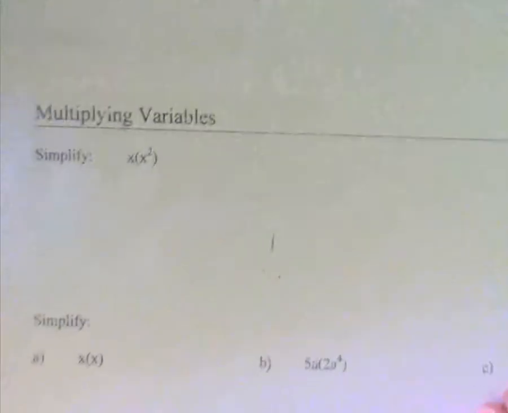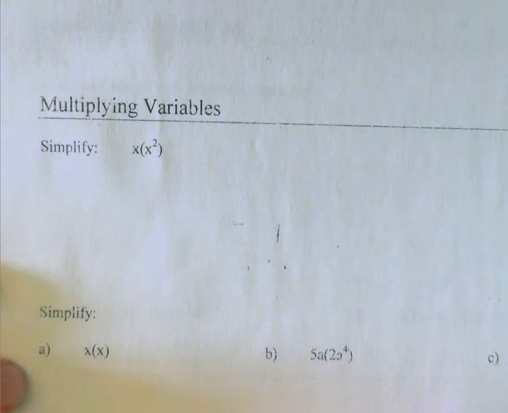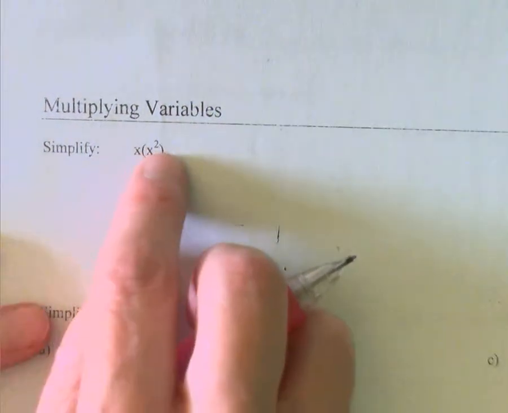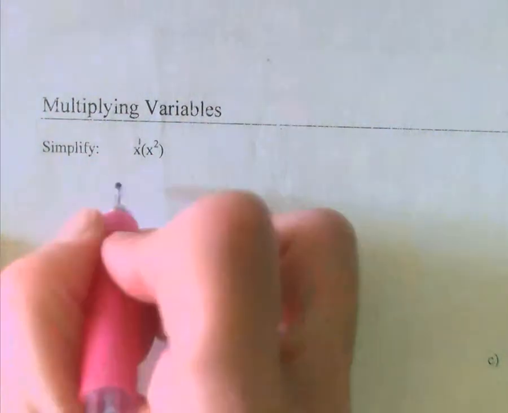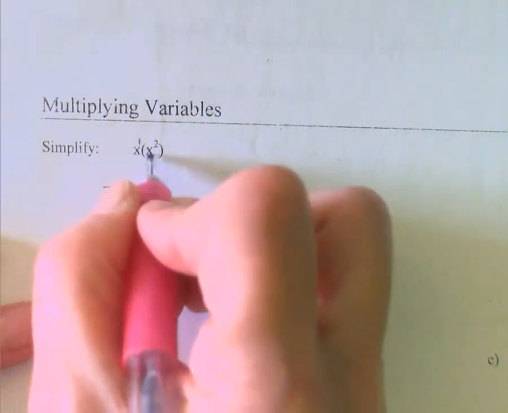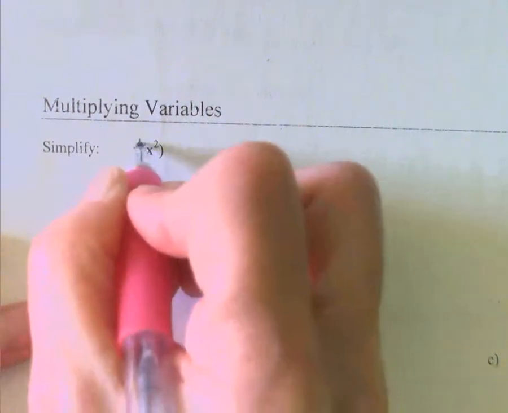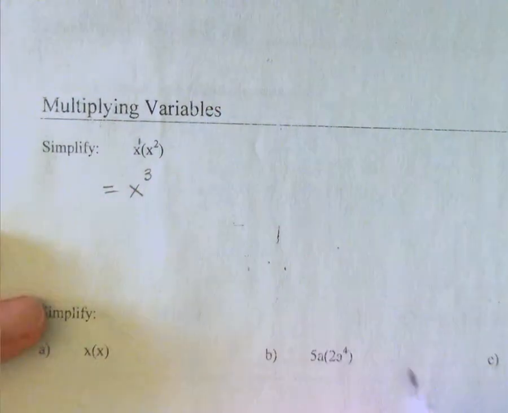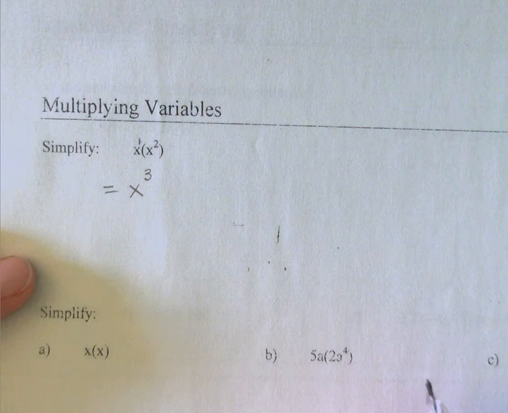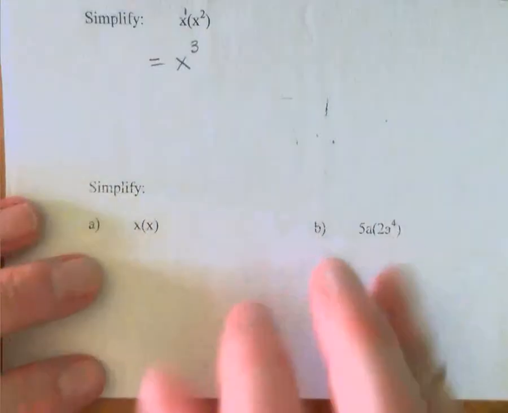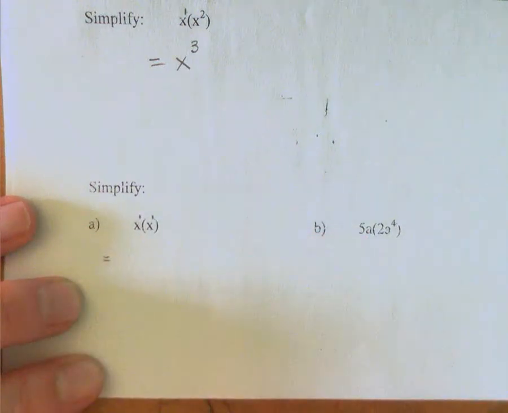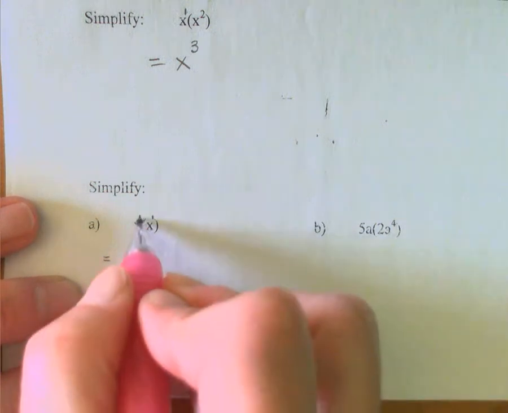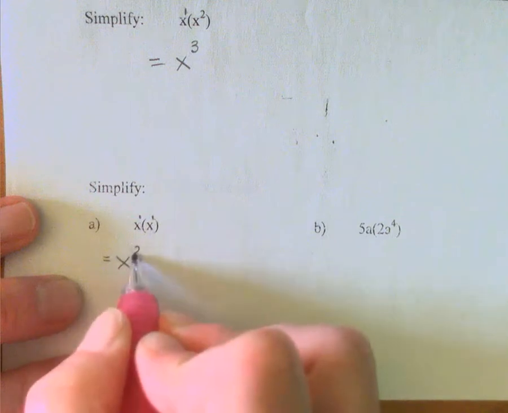Let's review multiplying variables. When we multiply variables, we add the exponents. There is like a 1 up here. So I would multiply x to the power of 1 times x squared. I would do 1 plus 2 gives me x to the power of 3. If I look at this one, there's an x to the power of 1 and an x to the power of 1. When you don't see an exponent, it's the power of 1. So I would do 1 plus 1, and I would get x squared.